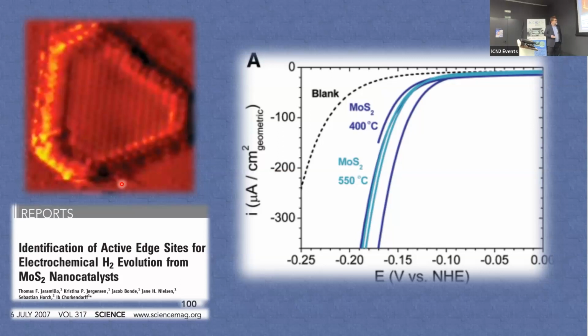And Jaramillo's group has shown high catalytic activity for hydrogen evolution due to the molybdenum sites at the edges of crystalline molybdenum disulfide. But in our case, we have used amorphous molybdenum disulfide because the sulfur sites can participate in the hydrogen production.